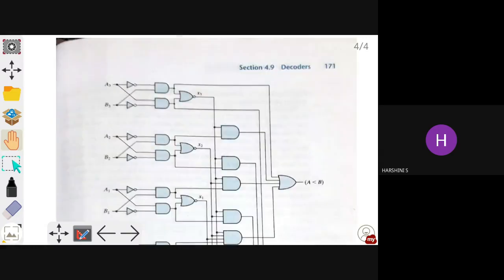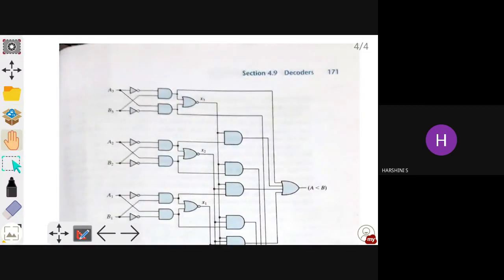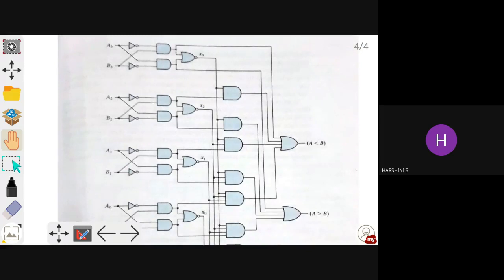So this is the diagram they have given here. So here x3, x2, x1, x0 they have first obtained.